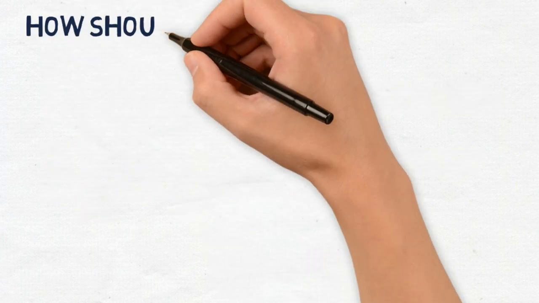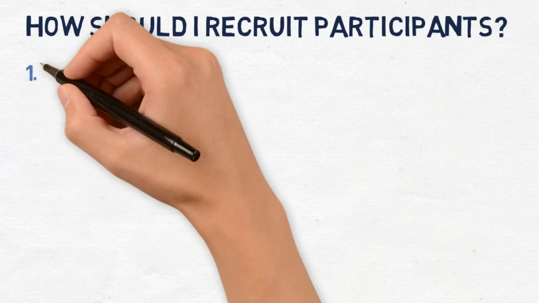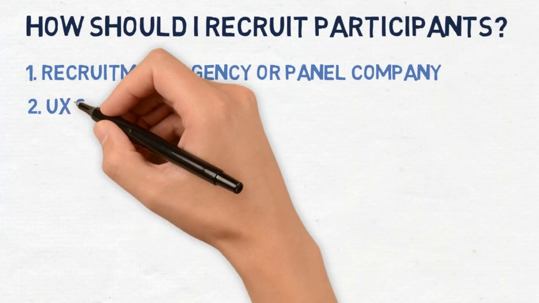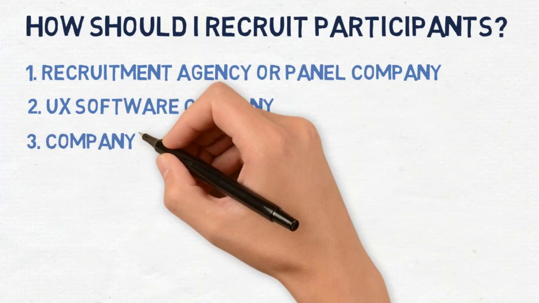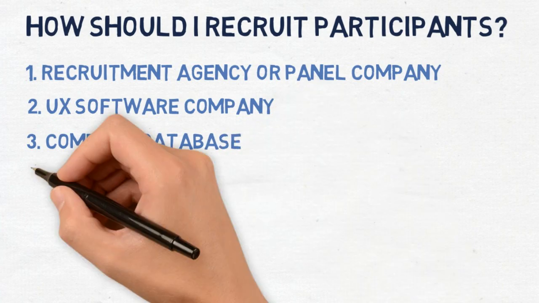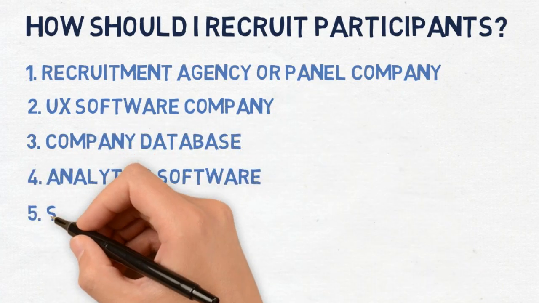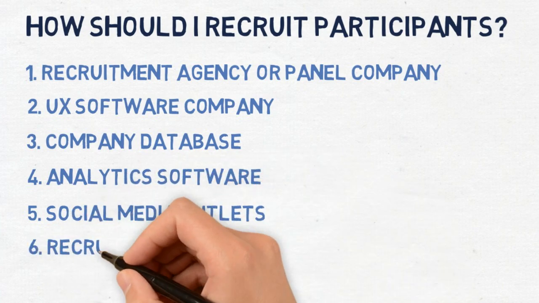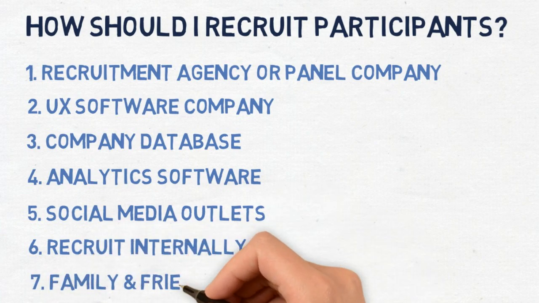Now, let's dive into how you can recruit participants. There are a couple ways you can recruit participants. You can use a recruitment agency or panel company. You can use a UX software company. You can recruit from your company database, which stores current and prospective customers. You can utilize analytics softwares like Google Analytics. You can also use social media and event sites. You can recruit internally at your company. And lastly, you can recruit from family and friends.